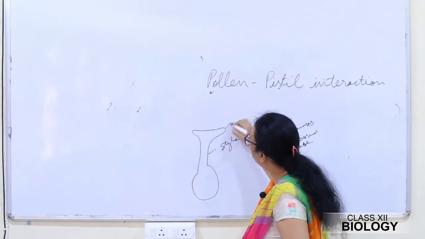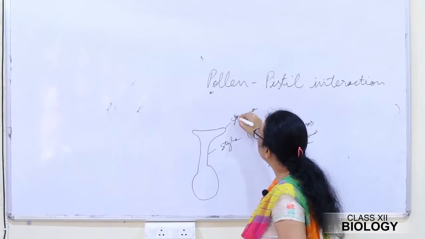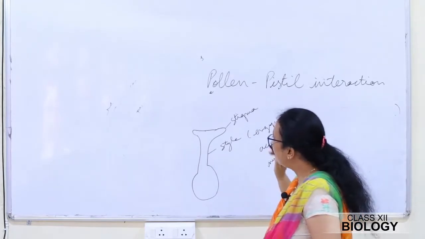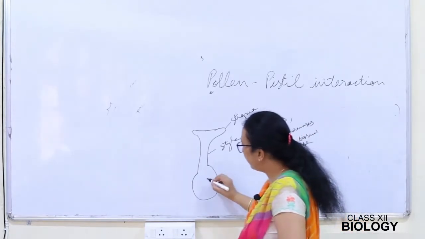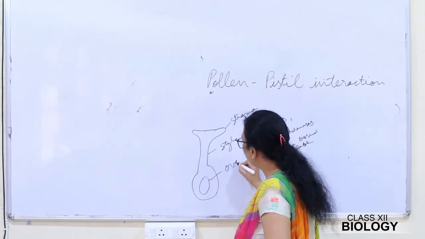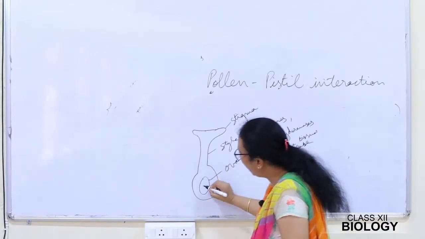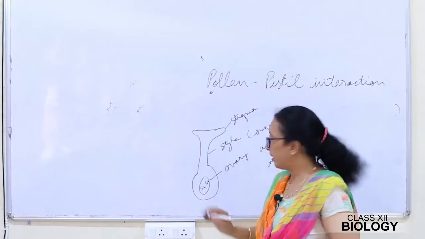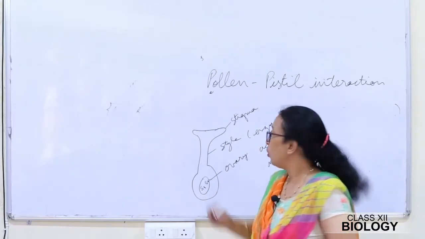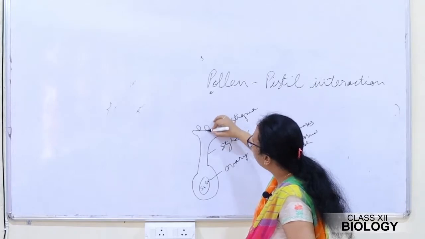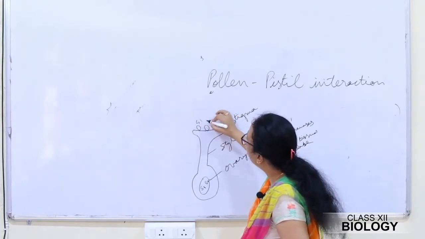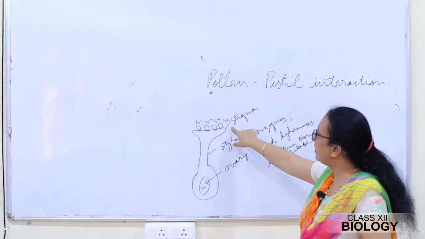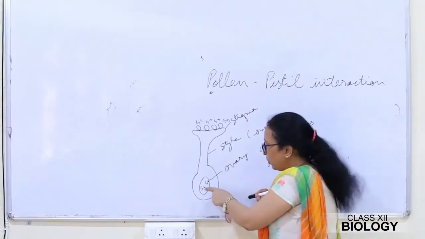There are some chemicals which are present in the stigma. What is that chemical that will identify? See here, this is the ovary region. Suppose the ovary has got S1, S2. So many pollen grains fall. There are many pollen grains, S1, S2, S3, S4. So the stigma will recognize the compatibility. The ovary, what is it having?